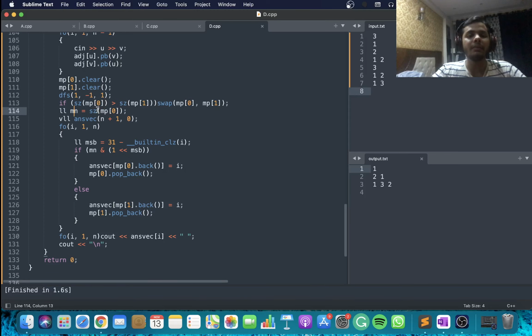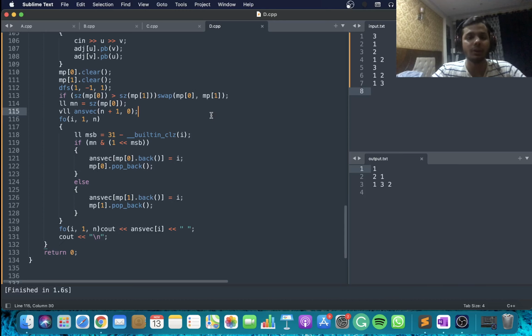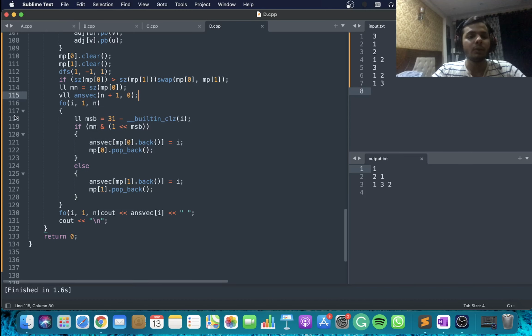Now my Mn is the minimum of the size of MP of 0 and the size of MP of 1, and since I've made sure the minimum is MP of 0, I can safely say that Mn is equal to the size of MP of 0. And I have an answer vector, which is what the problem wants as output. Now I'm using this beautiful C++ function called built-in CLZ. This is a very useful function. Using this one line, I can find the MSB of any number, and that too really fast.